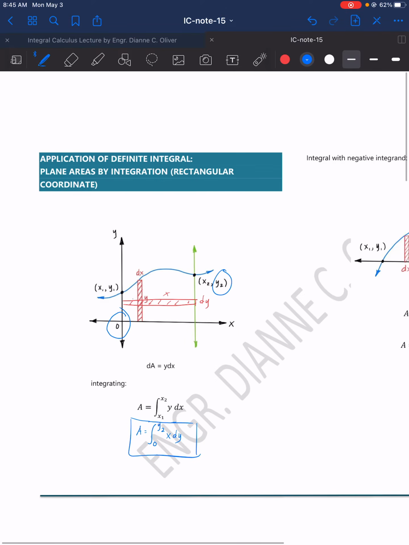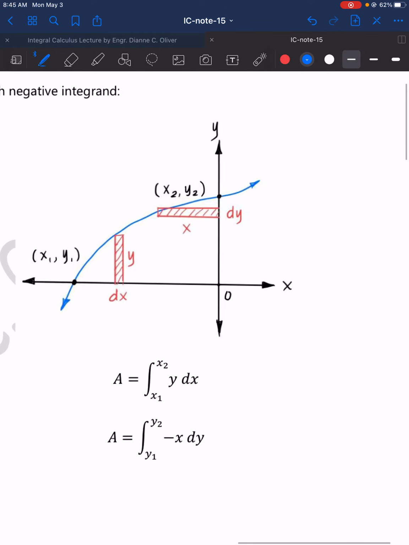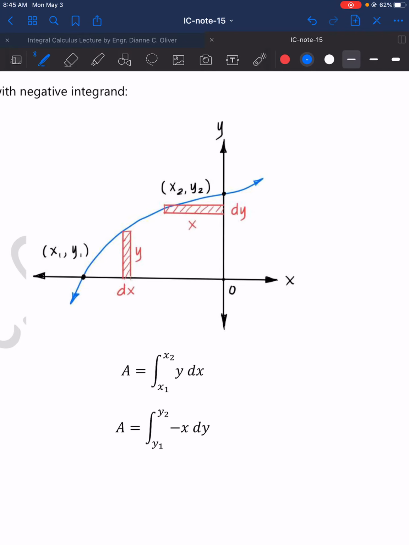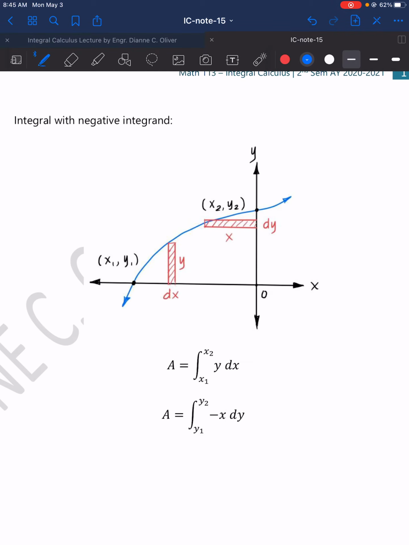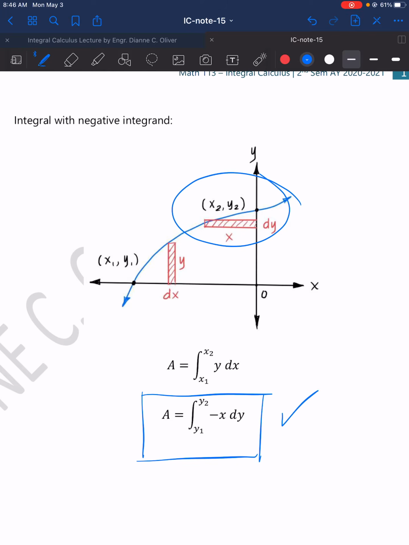Okay, we will learn more. Let's go to the second figure. We have here the integral with a negative integrand. Why negative? If we look at this area strip of x dy, since it is located in the second quadrant, the x is negative. So this is the formula used for the horizontal area strip: the negative x dy.